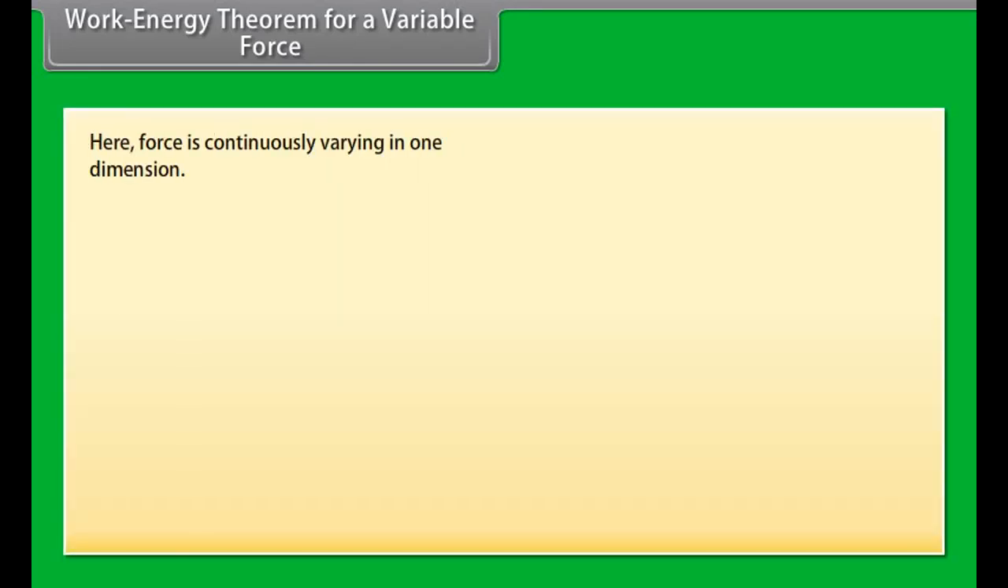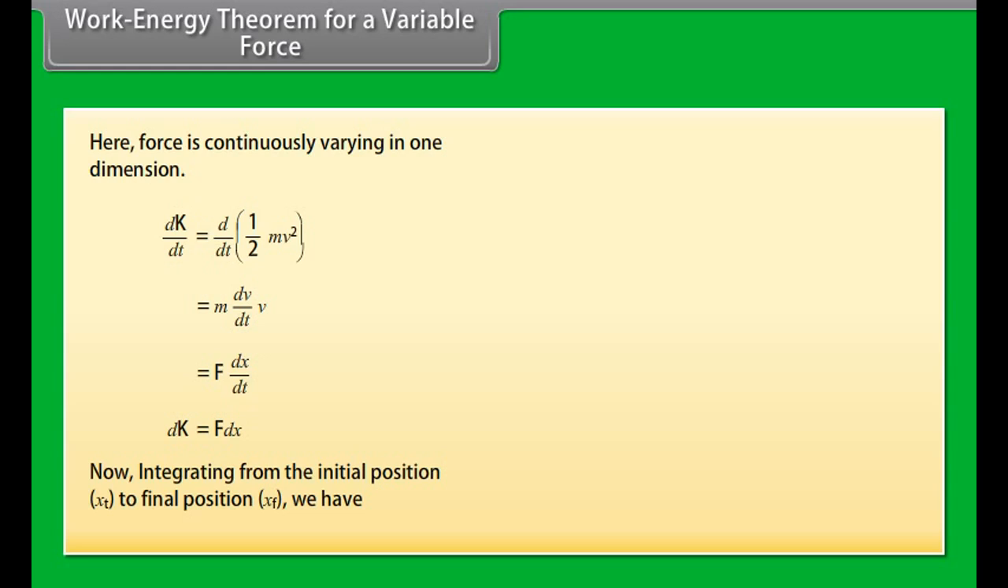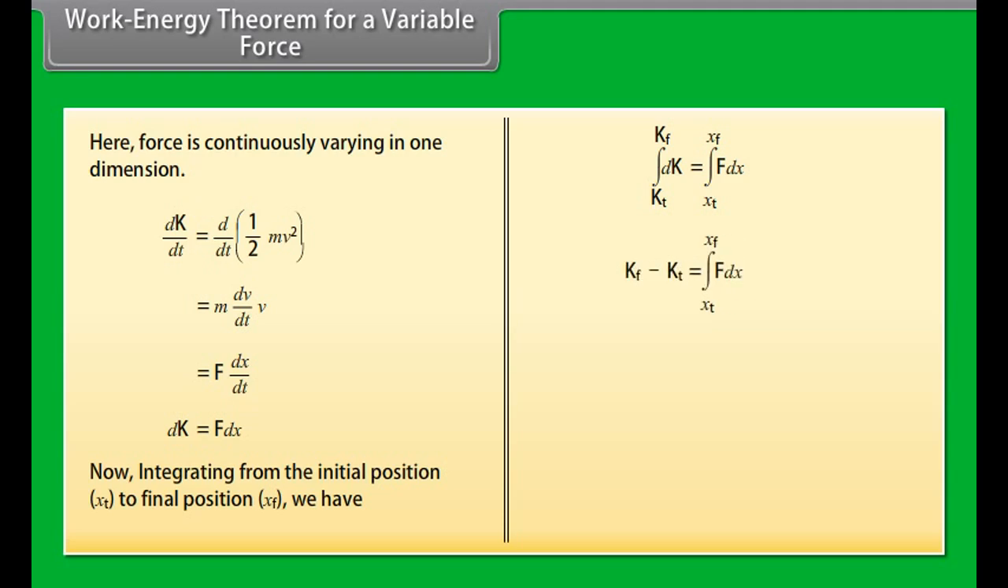Work energy theorem for a variable force. Here, force is continuously varying in one dimension. By calculating dK by dt equal to d by dt into half mv square, we get dK upon dt is equal to F into dx by dt, which gives dK is equal to F dx. Now, integrating from the initial position xi to final position xf, we have Kf minus Ki equals work. Hence, the work energy theorem is proved for a variable force.